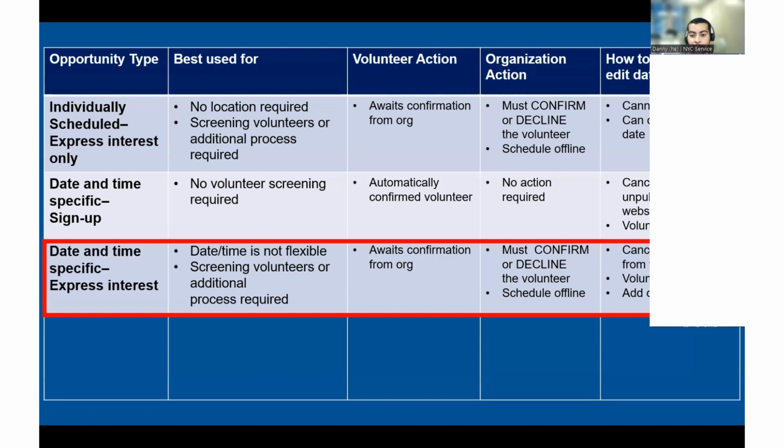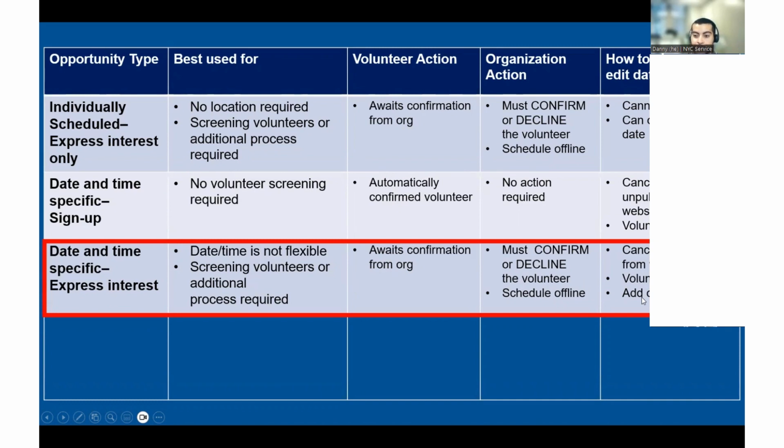And if it happens, let's say, every Monday after school, it's date and time specific every Monday after school, but you need to do screening. So volunteers can't sign up automatically. They have to express interest. Again, it awaits confirmation from the organization, from you. You must either confirm or decline the volunteer, and you can also schedule offline. You can cancel this opportunity. A volunteer gets notified if it's canceled.